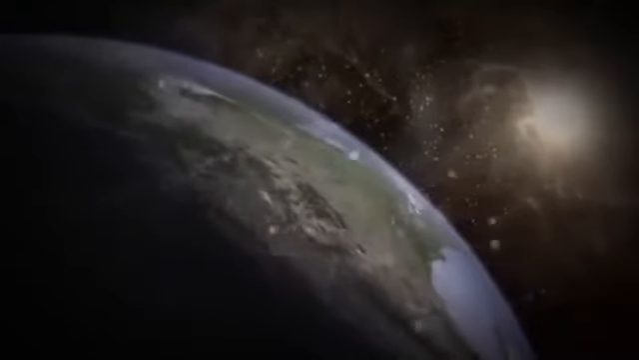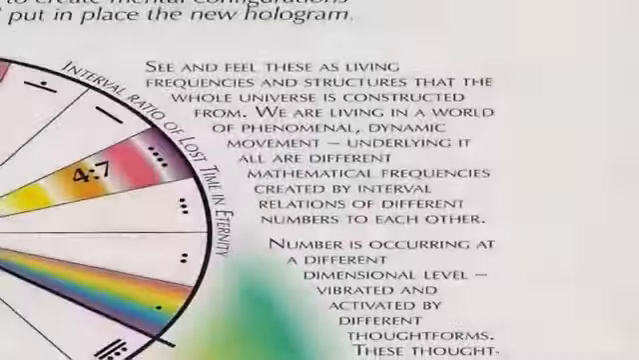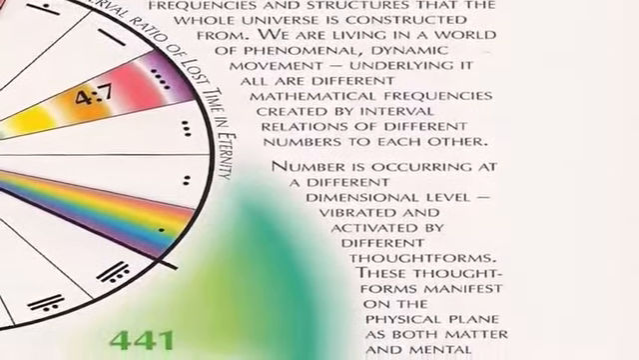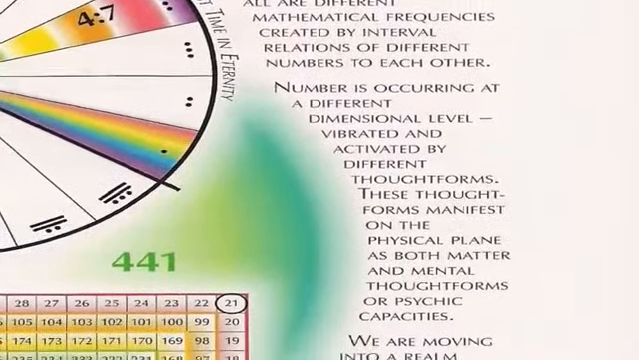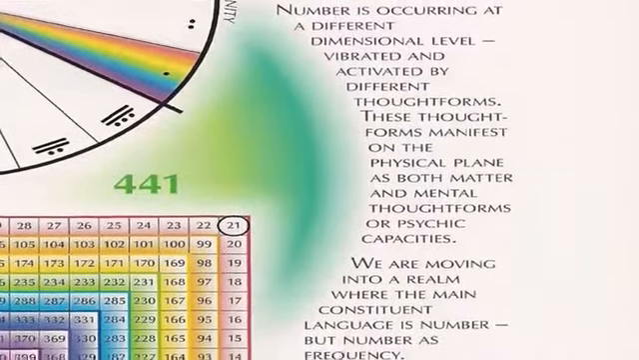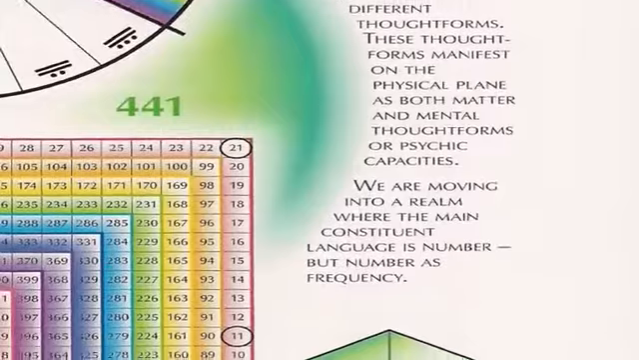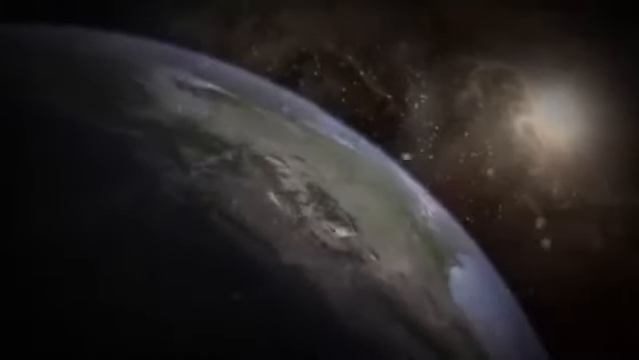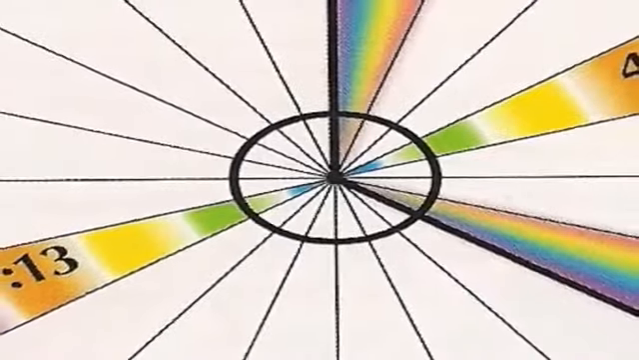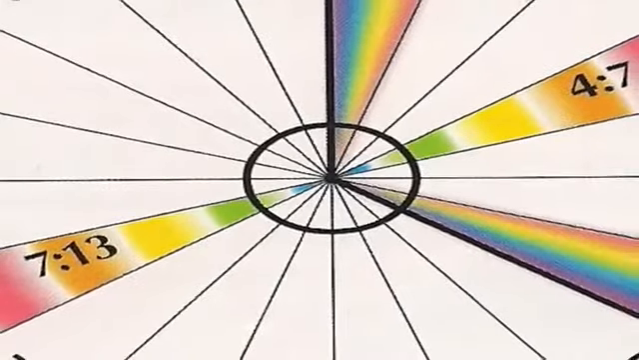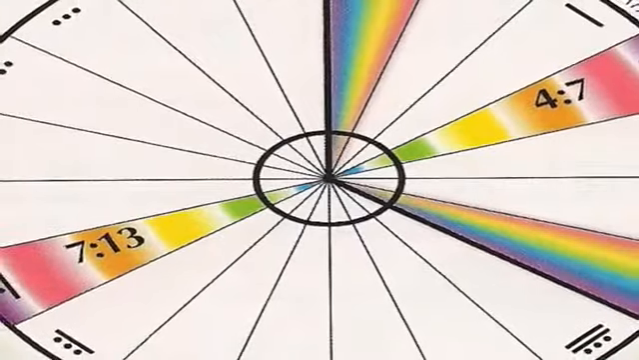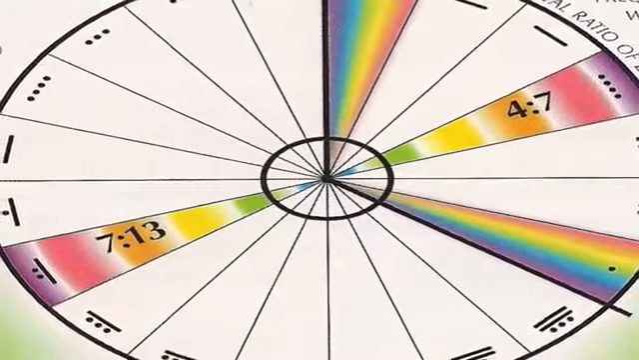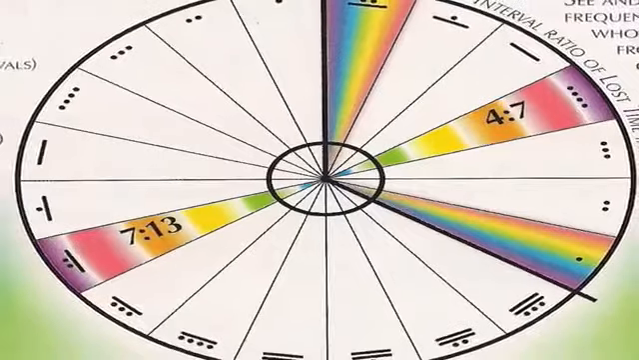These mathematical frequencies are created by interval relations of different numbers and the matrices of these interval frequencies. Numbers do not just exist in a starting line. In reality, numbers exist as components of a living matrix in which our bodies and minds are intricately woven. When we consider that number is actually happening at its own dimensional level, then we can begin to attune to the vibrating essence activated by different thought forms. These number essences are empowered by different thought forms that activate them so that they become the telepathic manifestations of the thought forms that activated them.